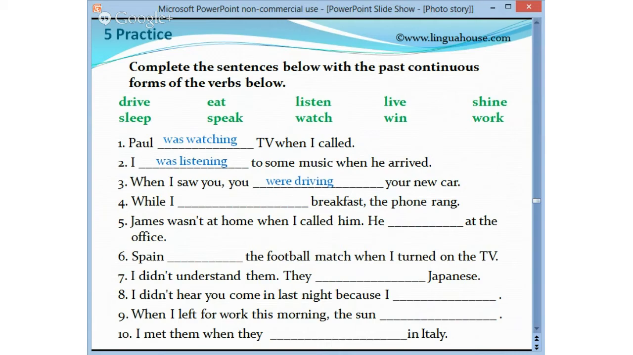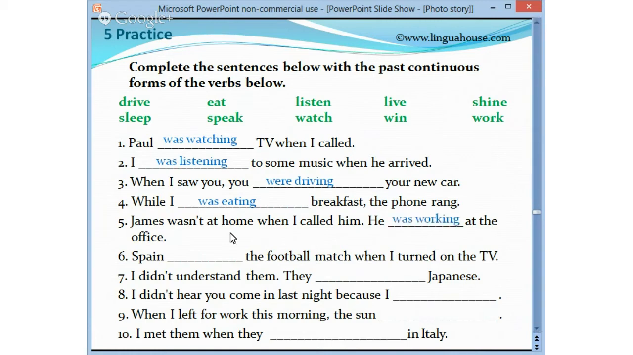Juan, number 4. While I blank breakfast, the phone rang. Okay, so what do we do with breakfast? Eat. Okay, and to make it past continuous? Was eating. Very good. Okay, Paul, number five. Sam wasn't at home when I called him. He was working at the office.